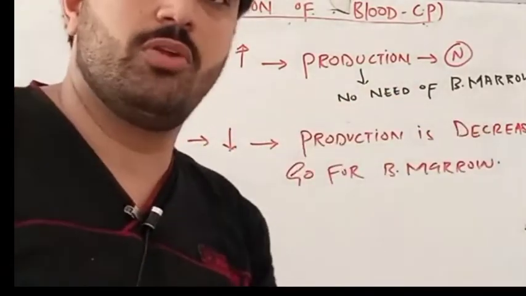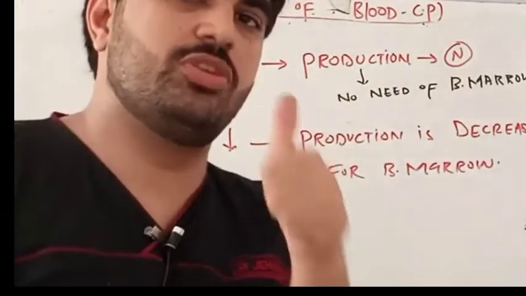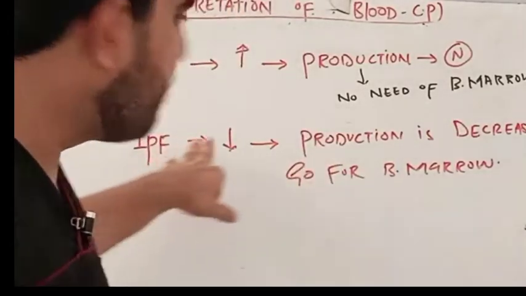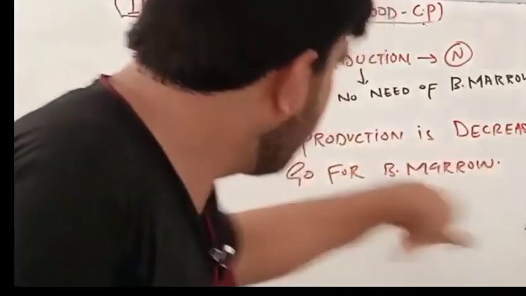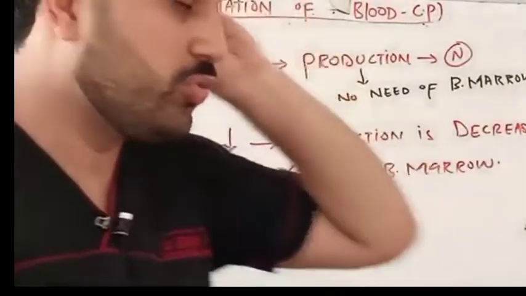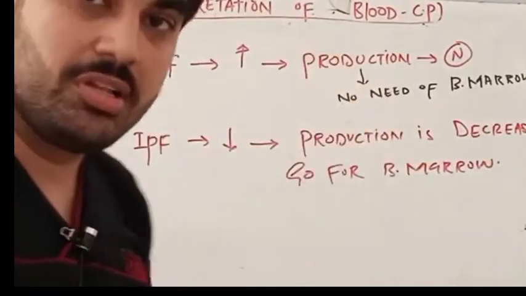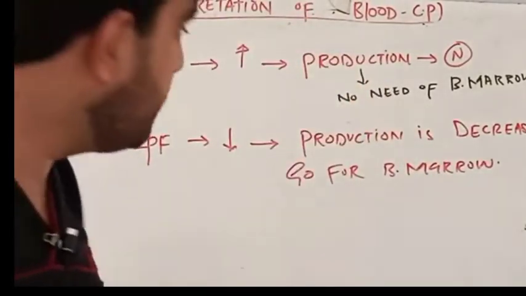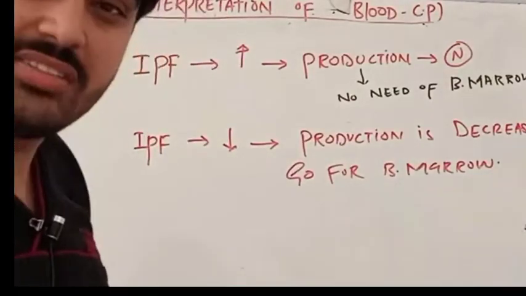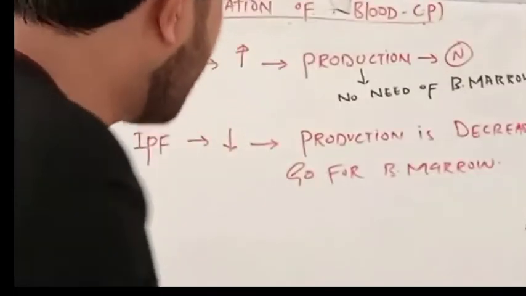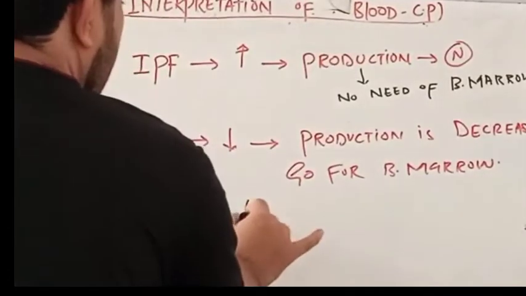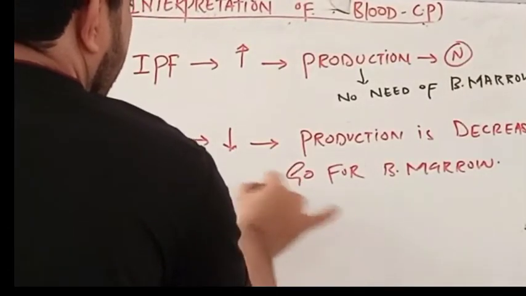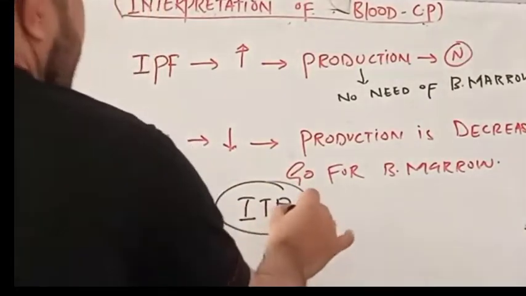No need of doing bone marrow as far as thrombocytopenia is concerned. But if the IPF is low, production is decreased, and go for bone marrow to exclude other organic causes. And if all the causes are excluded, bone marrow is normal, what is the cause? ITP. In most of the cases, it is the ITP. So in ITP, what will be the problem? That is, destruction is the problem.